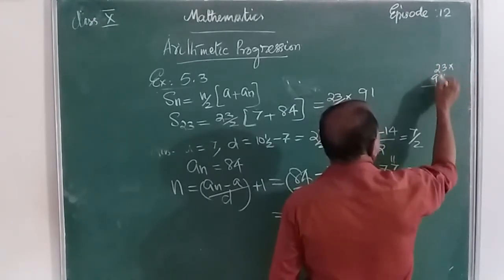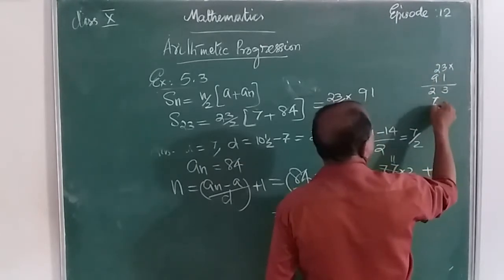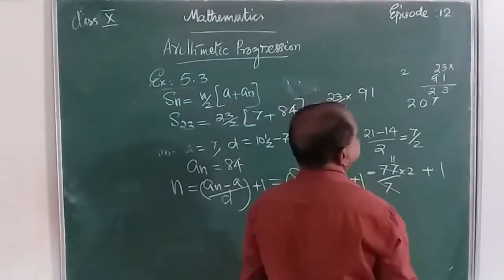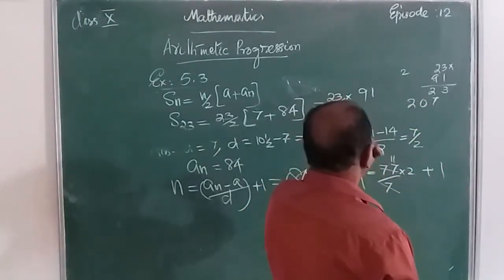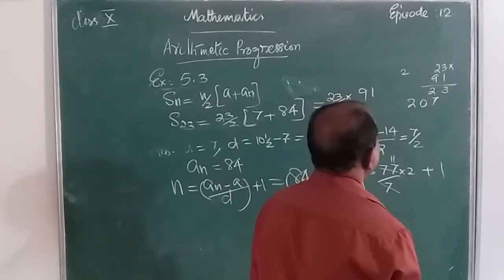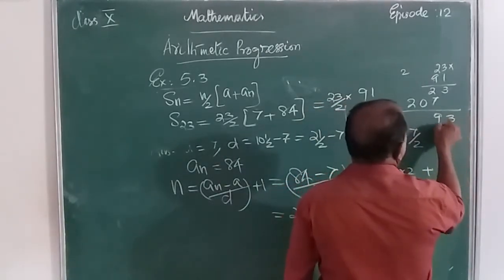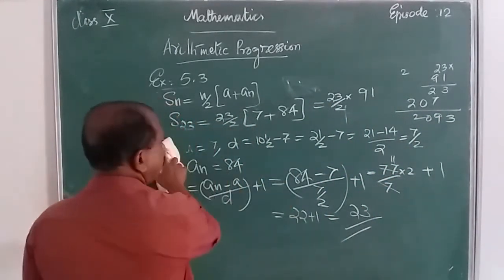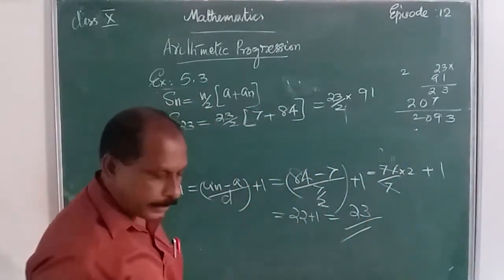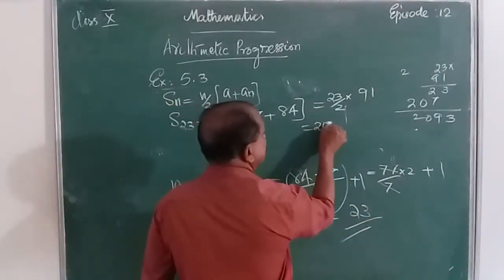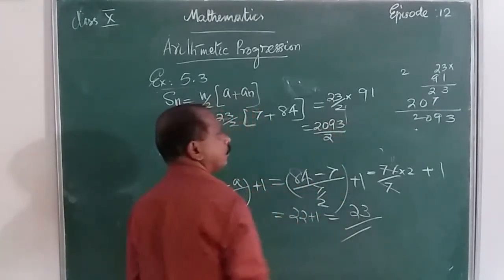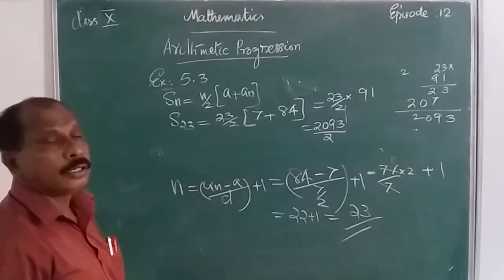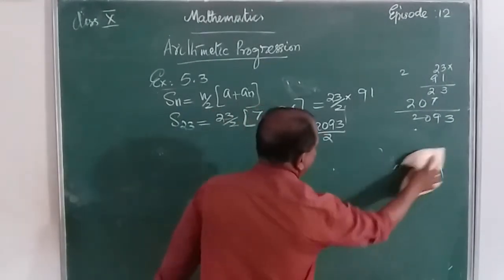1 3 is 3, 1 2 is 2, 3 9s are 27, remainder 2, 9 2s are 18, 18 plus 2, 20. This is equal to 2093. Therefore, the answer is 2093 divided by 2. That is the answer. Okay, we can convert it also into mixed form. Otherwise, it is 2093 divided by 2.